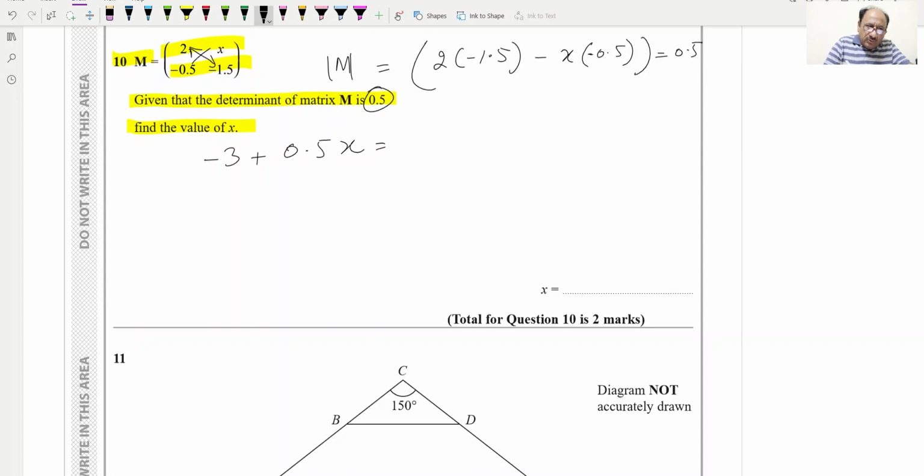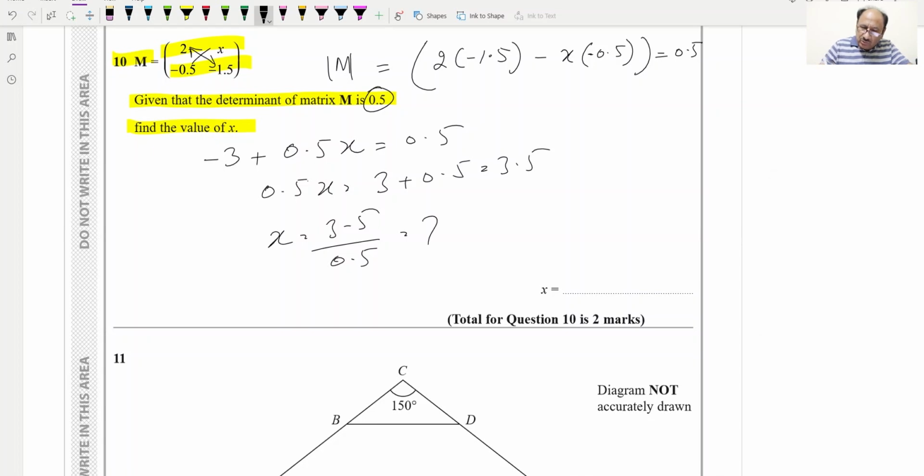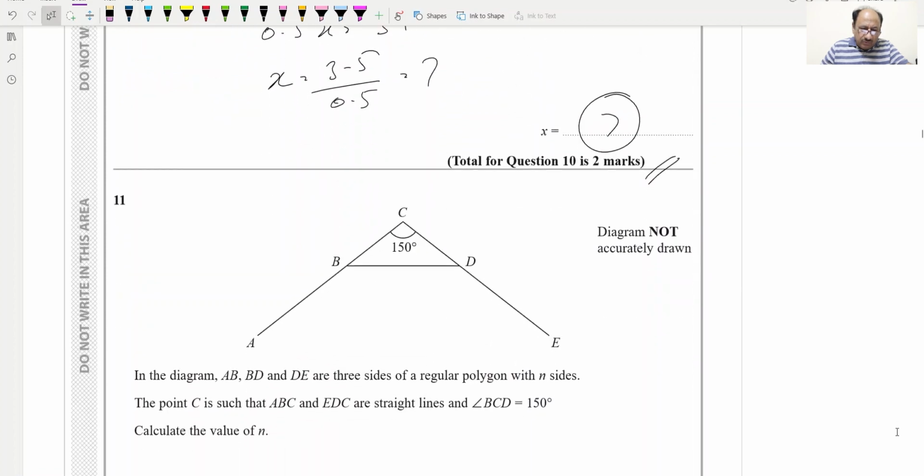0.5x is equal to 0.5, so 0.5x is equal to 3 plus 0.5, which is equal to 3.5, so x will be equal to 3.5 divided by 0.5. You can use a calculator for this, so 3.5 divided by 0.5 is basically equal to 7. So 7 will be our final answer for 2 marks. Hopefully this is also clear.